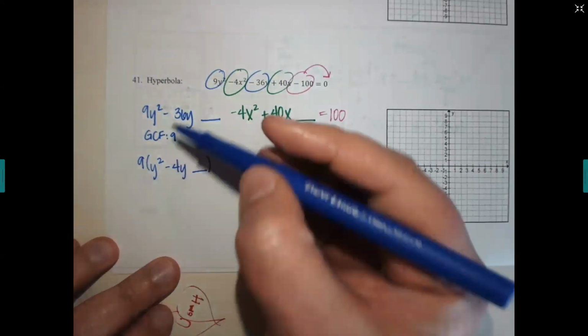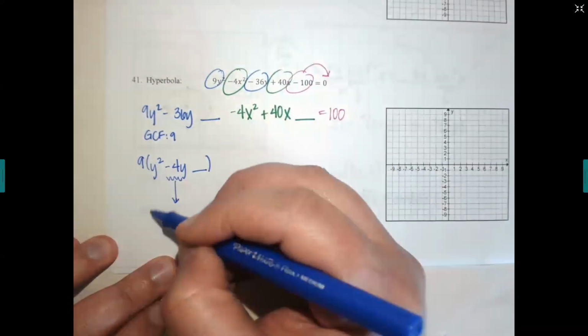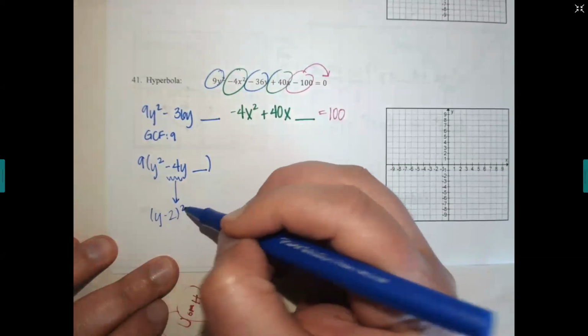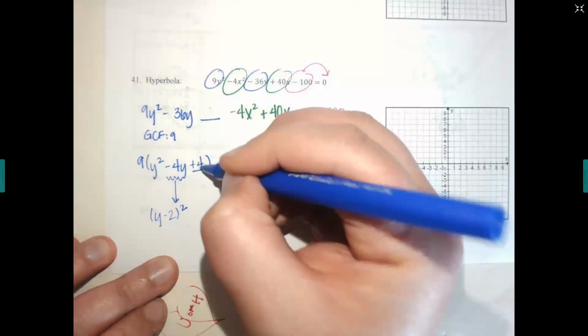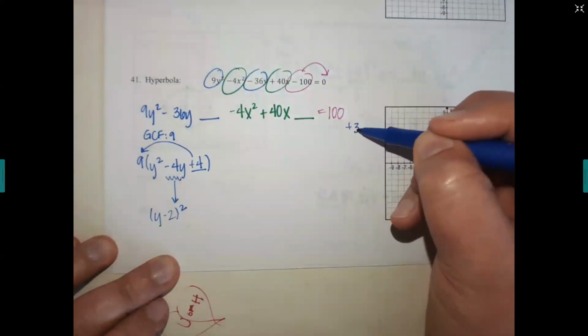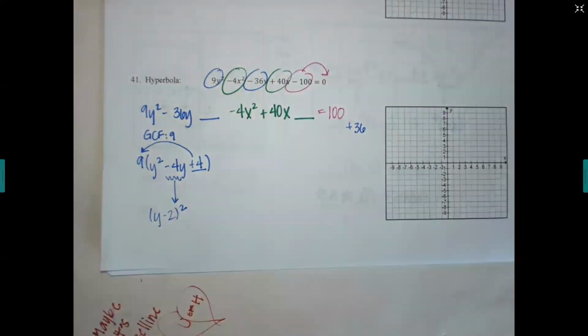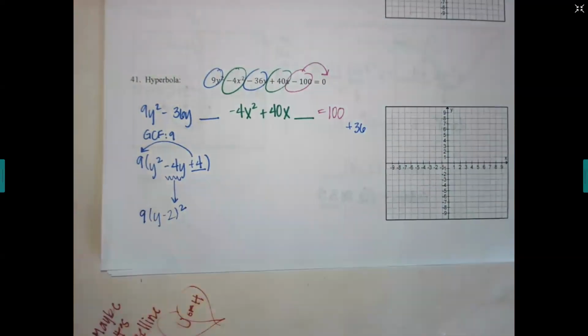Okay, then after I take out the GCF, I cut this in half. Half of -4 is y minus 2. 2 squared is a plus 4, but then I don't add a 4 across. I do 4 times 9, so I'm adding a 36. And then remember, when I times that 9, that's when I would go back and write that in so you don't forget it.